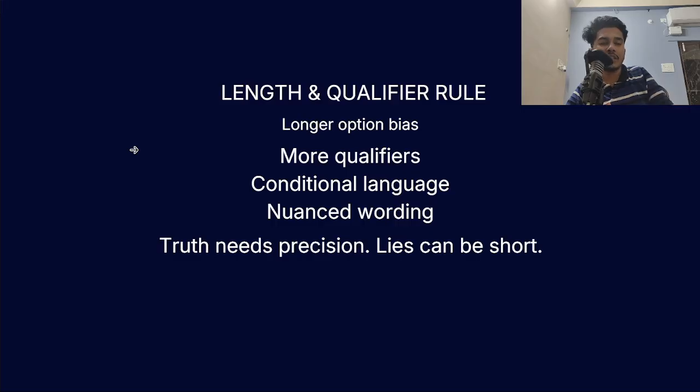That is, in certain cases this is true, and you have to have nuanced wording, because if some people disagree with that answer, then the MCQ is going to be faulty, and examiners cannot afford to do that. So what they will do is make the correct option really long. Truth needs precision, lies can be short. You need to understand that truth will need precision. So wrong options might be shorter, and correct options might be longer.